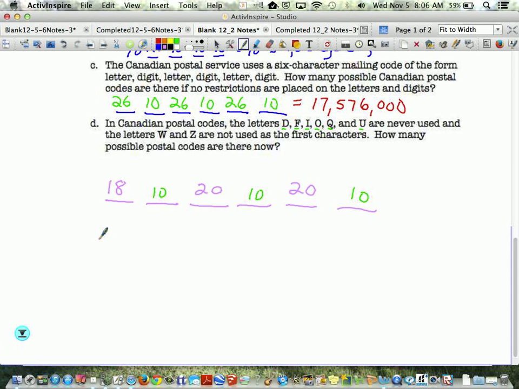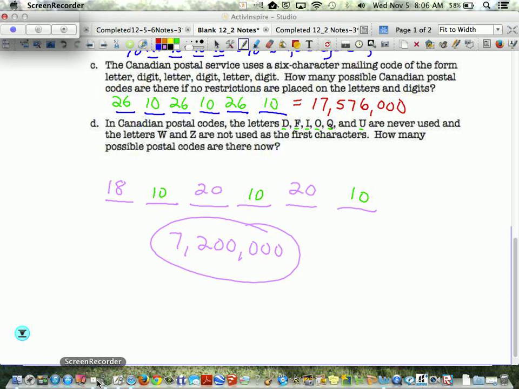So did somebody multiply that out? That's 7,200,000. Any questions?